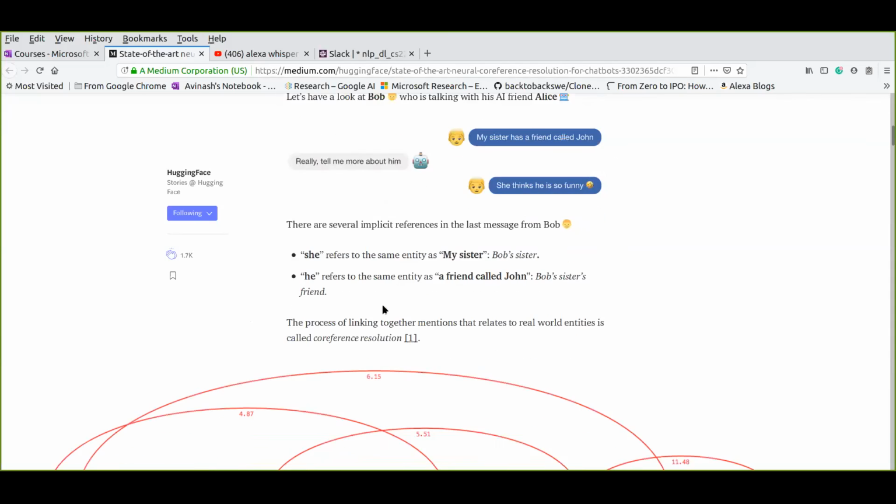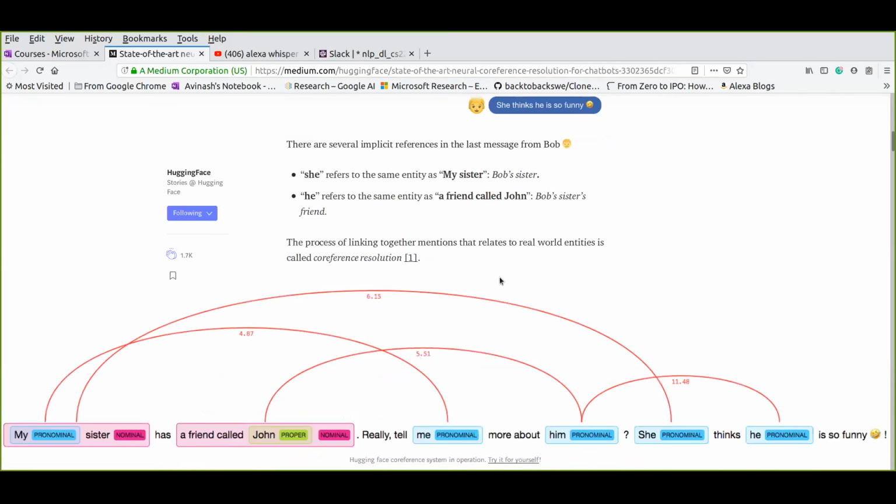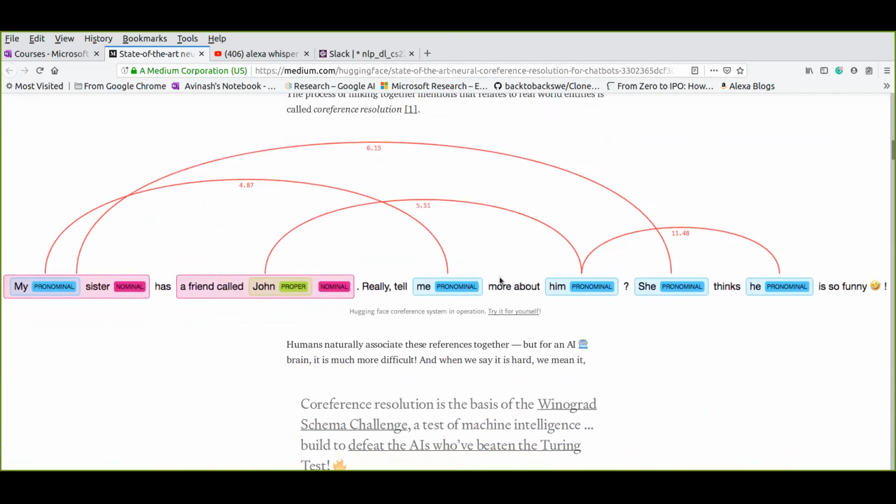This is the kind of understanding that has to come from the program. So she refers to the same entity as my sister, so that's one coreference. He refers to the same entity as a friend called John. So these are the things that the machine needs to understand.